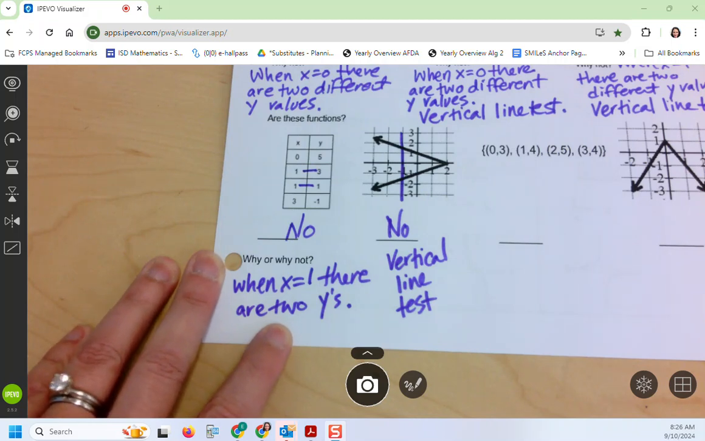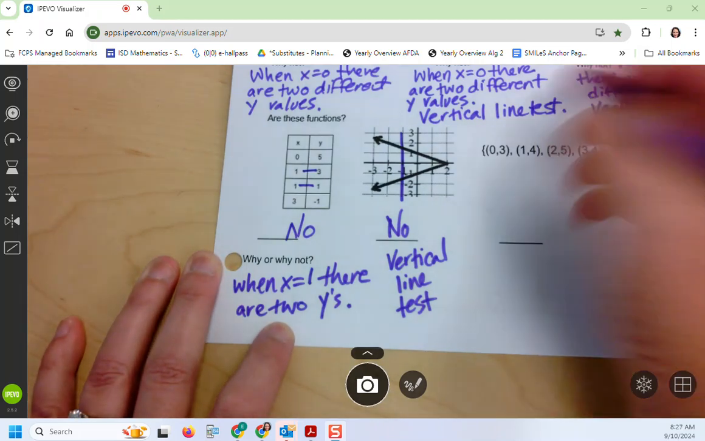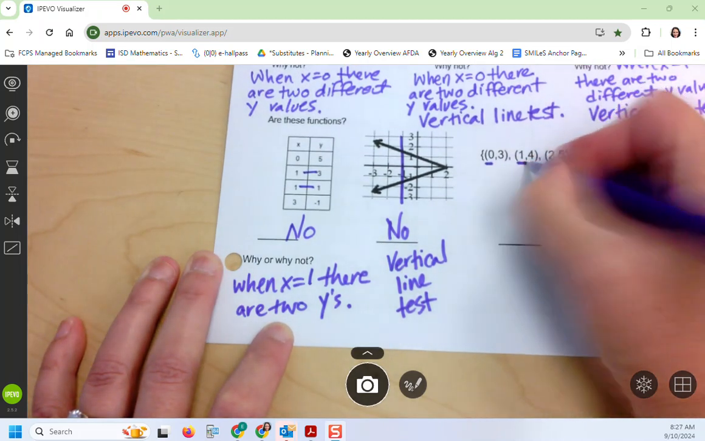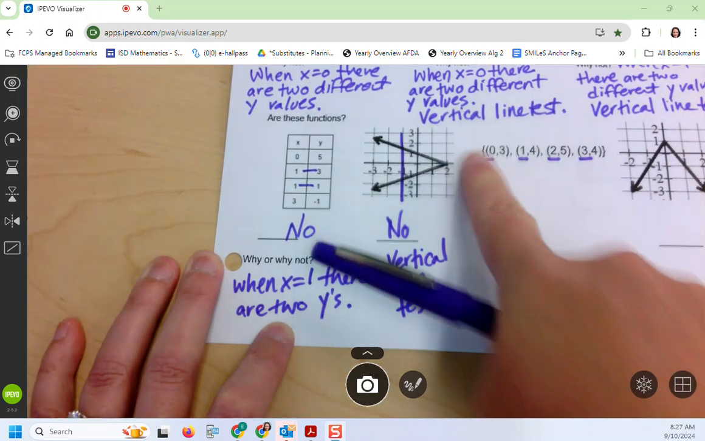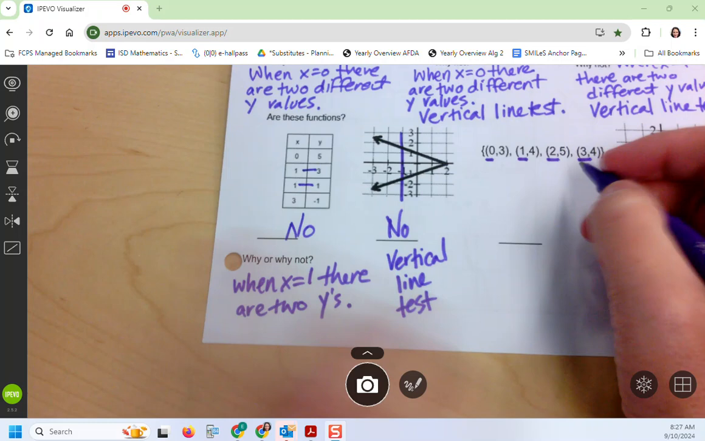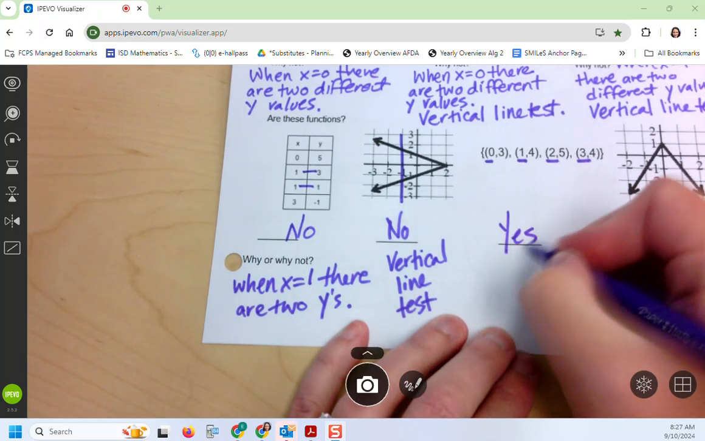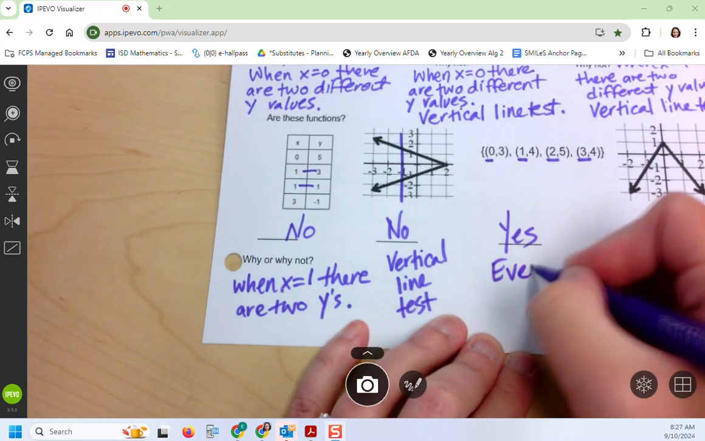Okay, excellent, good. It is a function because I checked all my x's, right, and they don't repeat. So since I don't have an x with different y's, it is a function. Every x has 1 y.